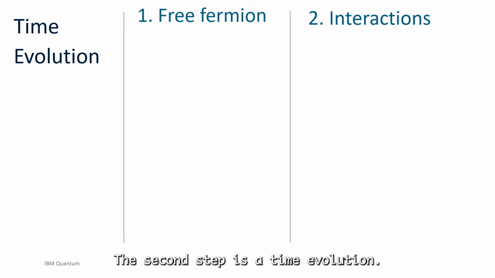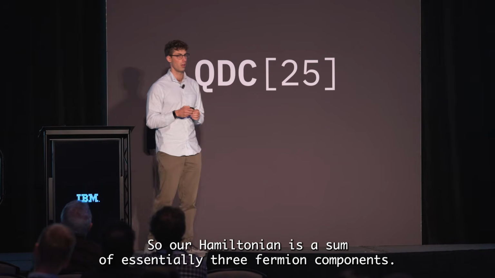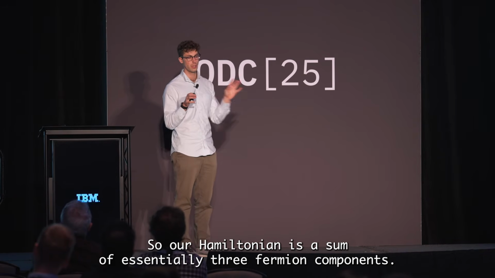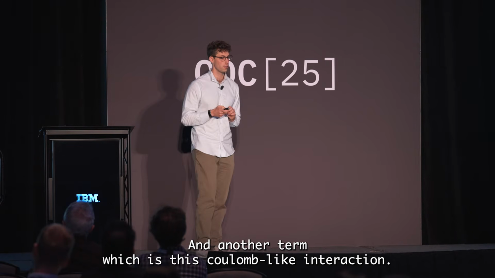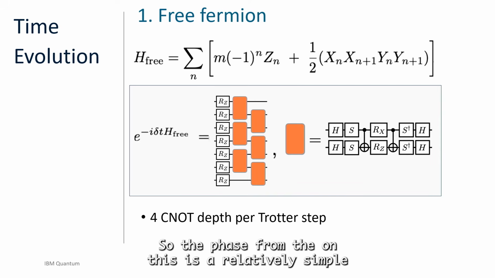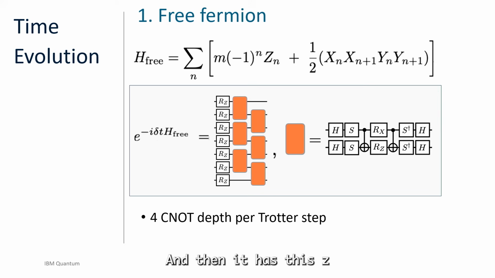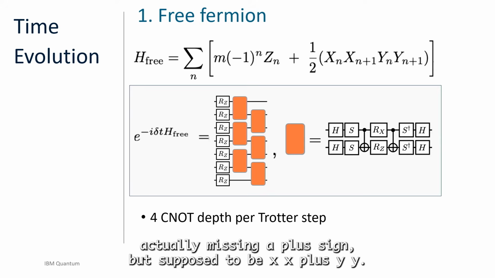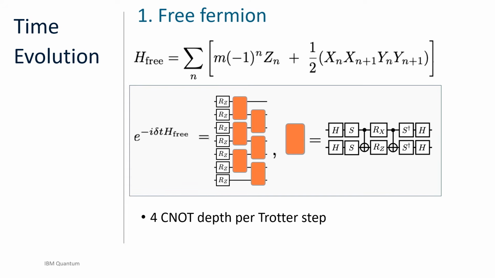The second step is the time evolution. And again, it naturally breaks into two different parts. So our Hamiltonian is a sum of essentially free fermion components, and then another term which is this Coulomb-like interaction. So the free fermion, this is relatively simple. If we look at the Hamiltonian, it has these single Z terms, and then it has this XX, missing a plus sign, but it's supposed to be XX plus YY. This allows the fermions to hop from one site to the other.